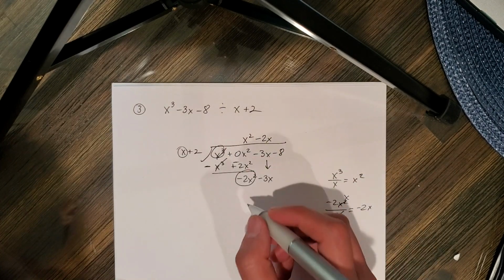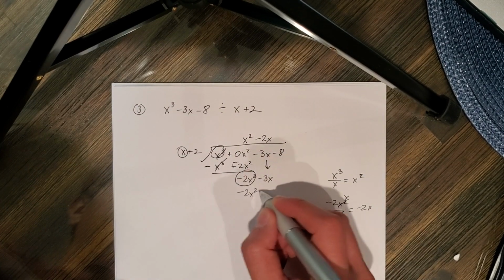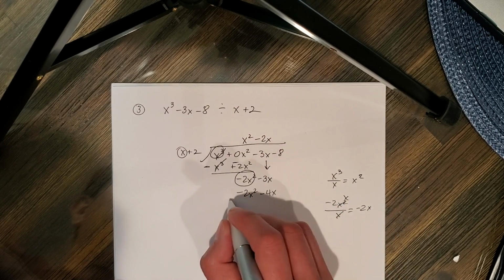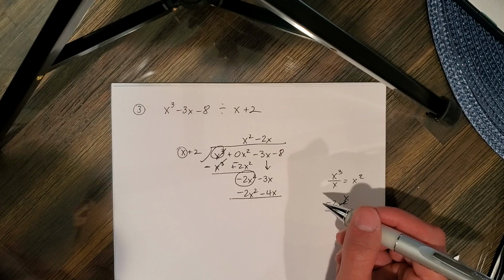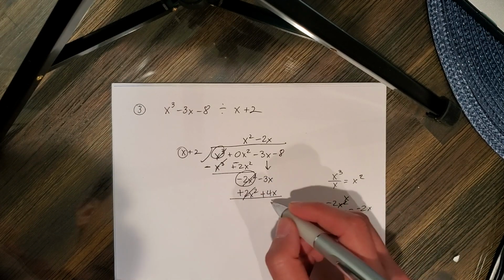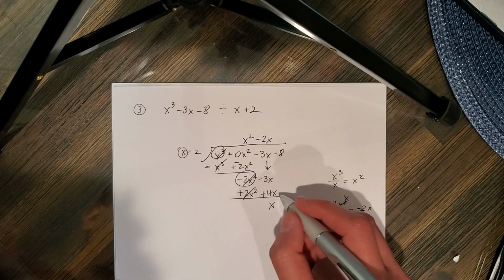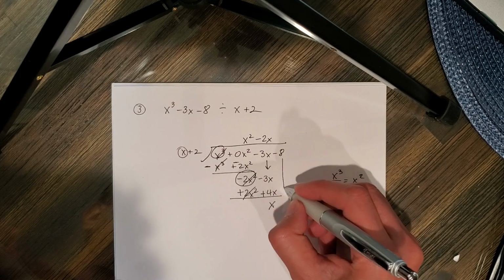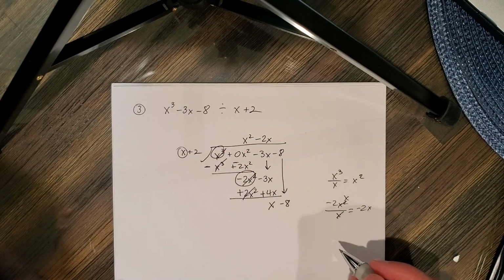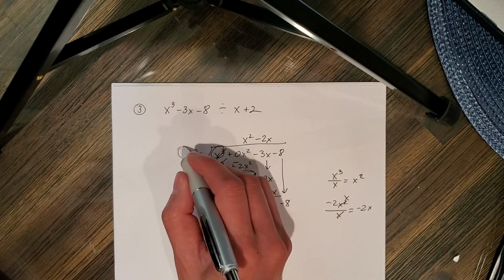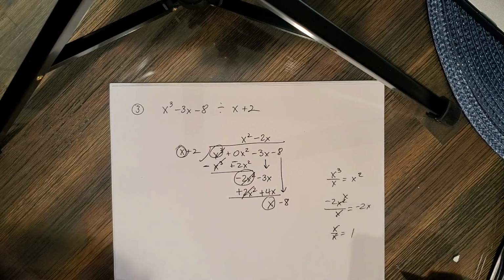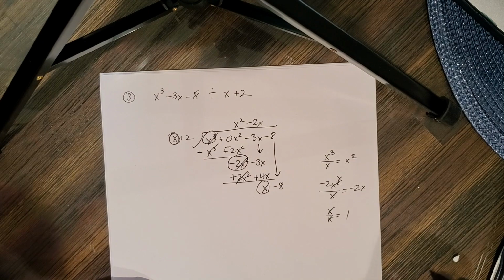And then negative 2x times x is negative 2x squared. And then negative 2x times 2 is going to be negative 4x. Okay, change all the signs, so that'll become positive. That'll become positive, so this cancels. I'm left with just x. Negative 3x plus 4x is just x. Okay, bring down the negative 8 and repeat the process here. So x divided by x. And that's just 1. Everything cancels out, so that's just 1.